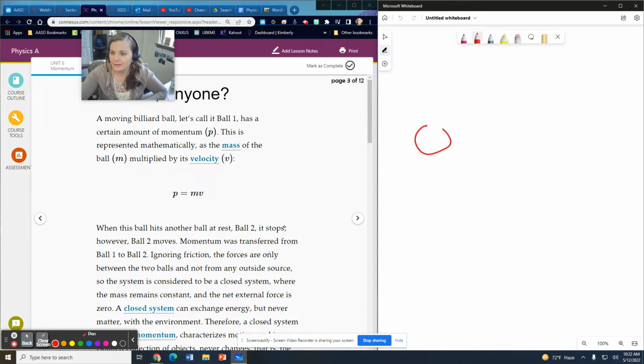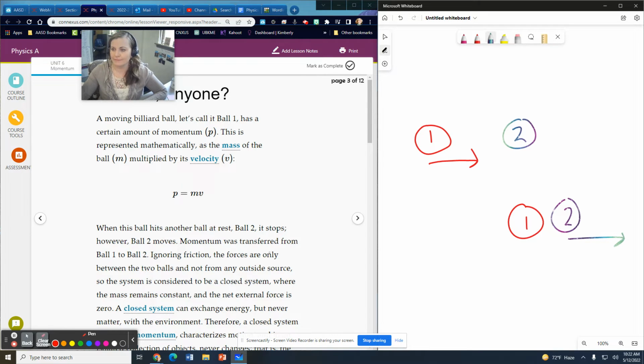So if we have ball one, and it is in motion, right? And it collides with ball two, which is stationary. And then after the collision, ball one is stationary and ball two is in motion, right? So they're just flip-flopping in this situation. So the momentum was transferred from ball one to ball two in this situation.